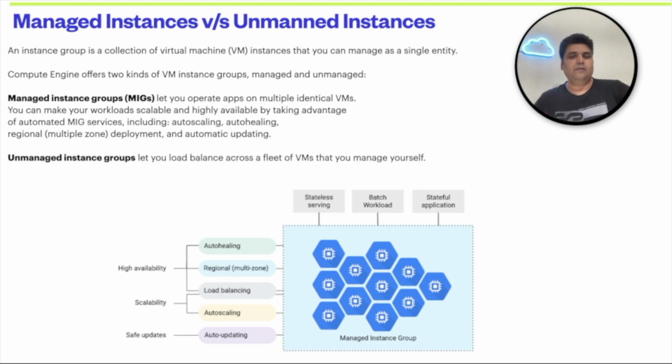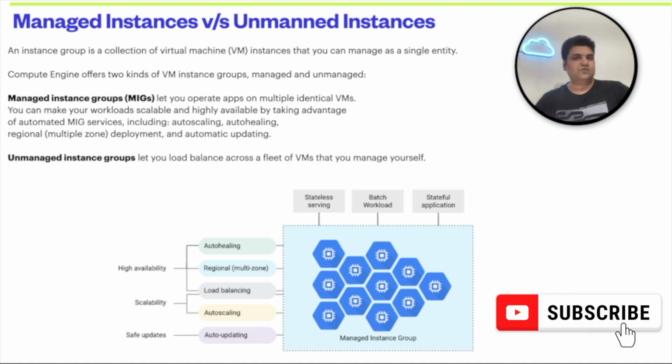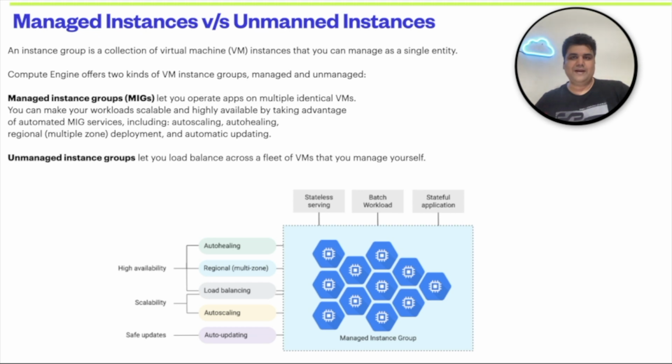Second is multi-zone. You can have one instance deployed in US Central 1, and one instance in US East 1. That's how you can distribute your workload across different zones within one application. What is load balancing? You can have multiple instances in different zones and you can distribute the traffic via load balancers. The fourth bit is around auto scaling.